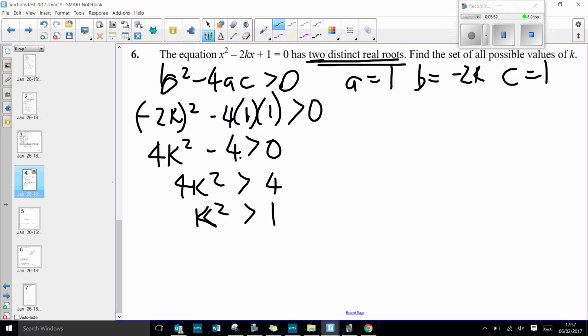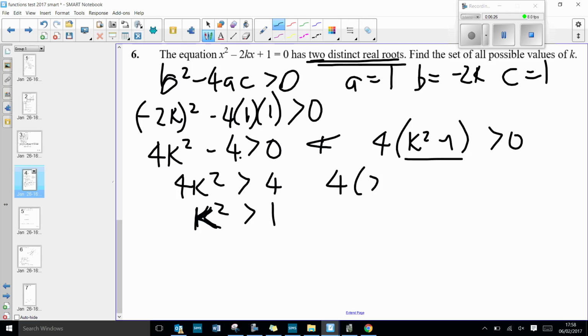Now for k squared to be greater than 1, this is where we just need to be careful. Actually, no, I'm changing my mind. So at this point here, I'm going to factorize it. So I'm going to bring the 4 out. So I've got k squared minus 1. And I can see this is a difference of 2 squares.